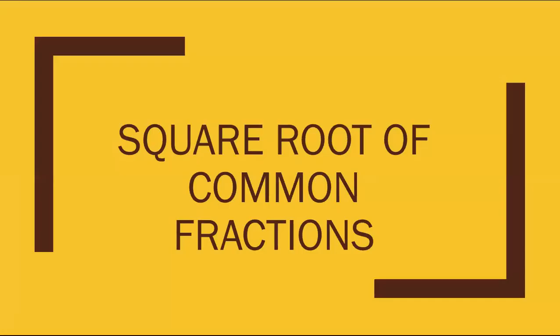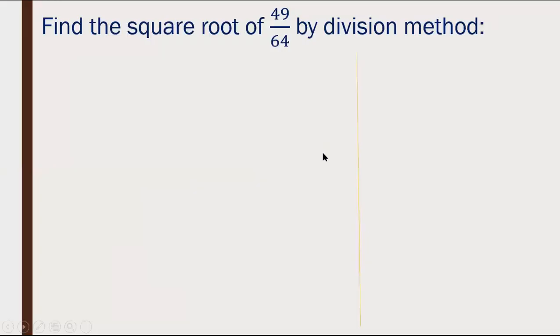Clear, everybody? Now, we have to find the square root of common fractions. Here you can see that the question is 49 over 64. We have to find the square root of 49 over 64 by division method. How can we find the square root of this proper fraction? First we take the numerator, 49, and find its square root, and then we take the 64 and find the square root of the denominator.